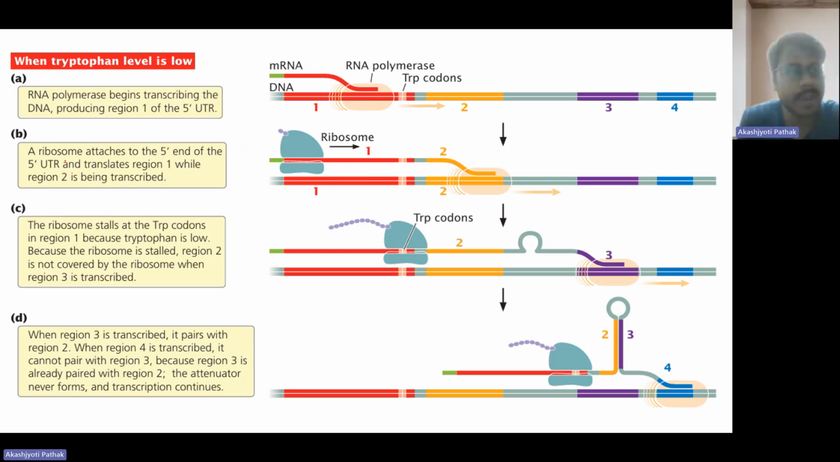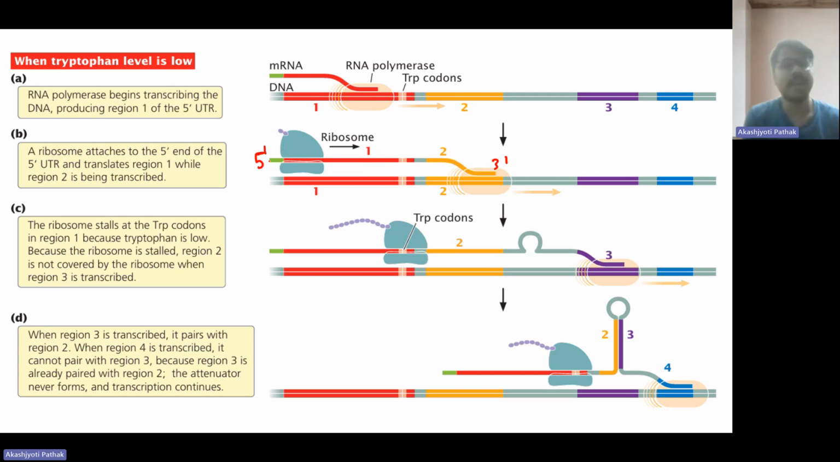That is what has been explained here. A ribosome attaches to the 5' end. This is the 5' end, and this is the 3' end of the RNA. The ribosome has attached to the 5' end of the untranslated region. When you learn about translation, you will see that there are different structures in the mRNA that do not get translated. These are called the 5' untranslated region and the 3' untranslated region.